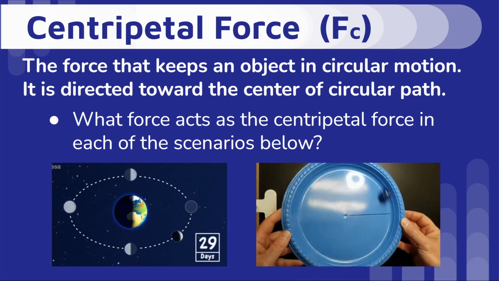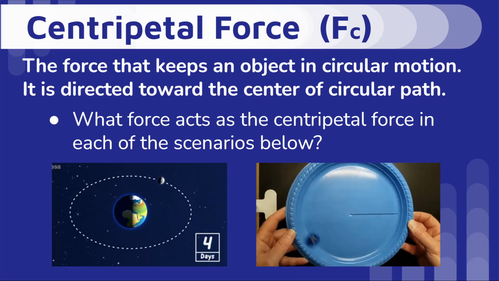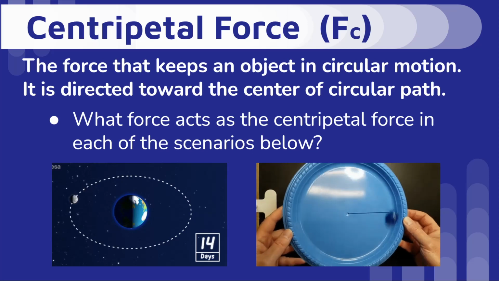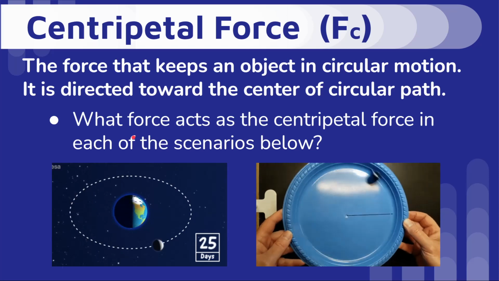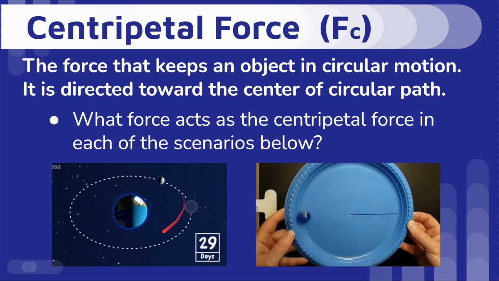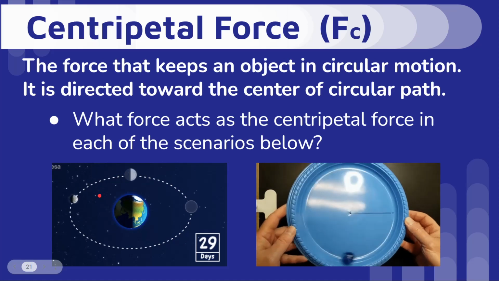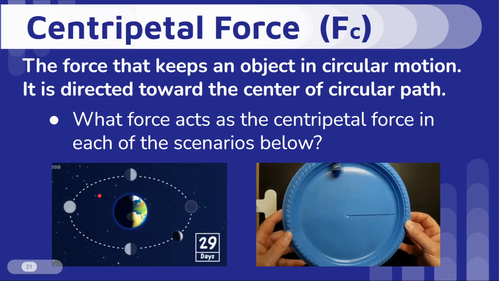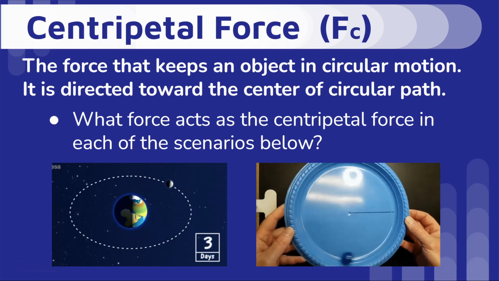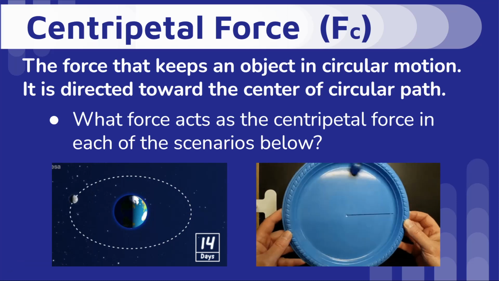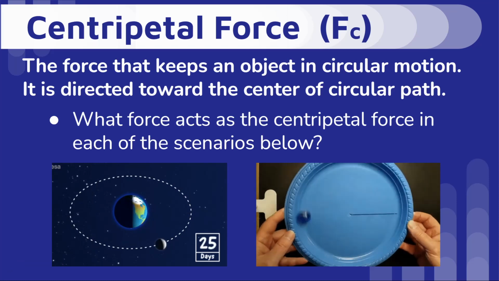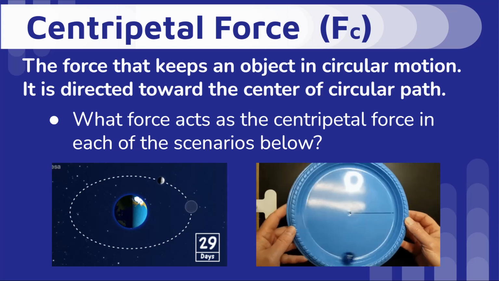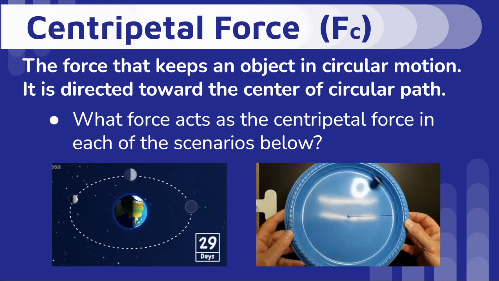So in each of these examples, there's a force that is either pushing or pulling that object to keep it in a circle. What force did we say was our centripetal force for the moon around the earth? What force keeps the moon in its orbit? Gravity, right? So we have the force of gravity that the earth pulls inward on the moon, keeping it in a circle. What about the marble? We said it's from the wall of the plate.